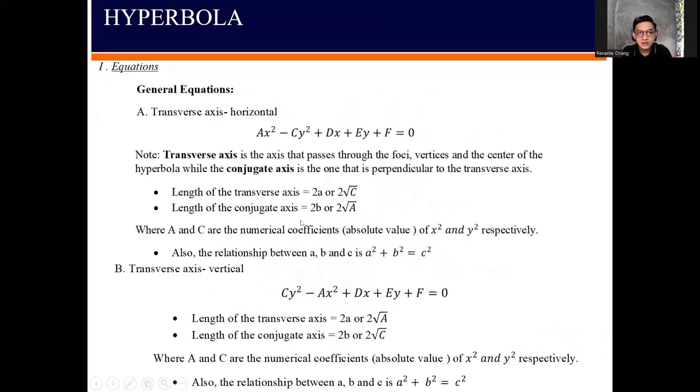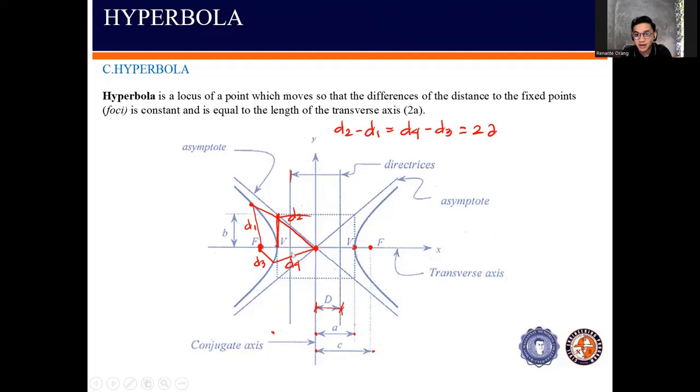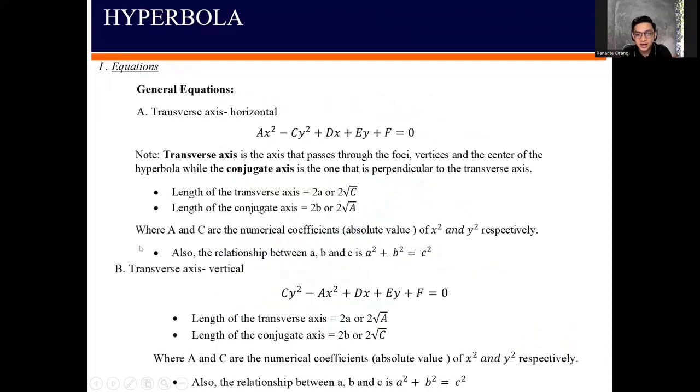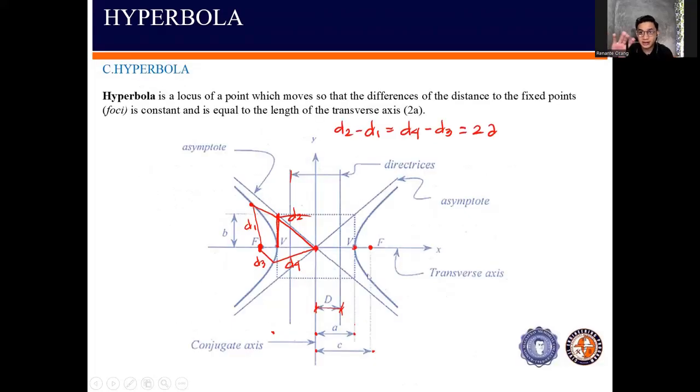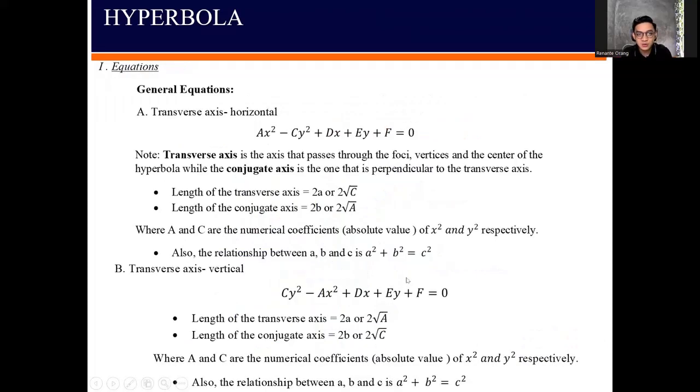Okay? So, general formula or general equation if we have a transverse axis or horizontal, which is this one. So, pag tinawag natin na vertical axis, eto lang siya pero kabaliktaran. So, therefore, yung opening natin is nasa itaas and nasa baba. Okay? So, that is just the difference between the two. So, first, unahin natin to. Si transverse axis or horizontal axis. Yung kanyang general equation is ax squared plus cy squared plus dx plus ey plus f is equivalent to 0.